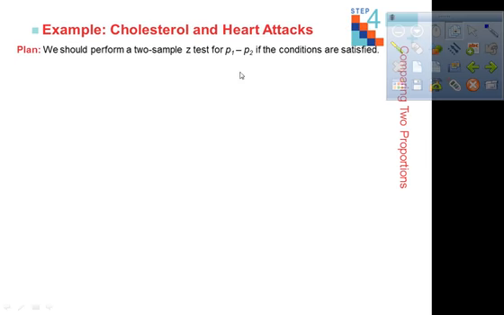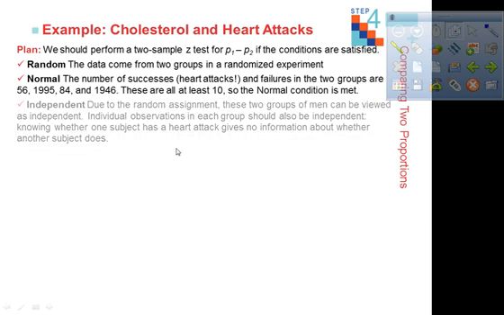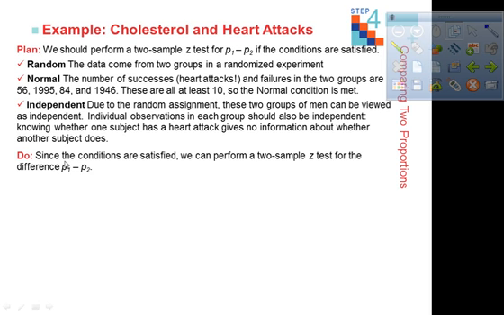So they go through the plan that we're going to do a two-proportion test. Random: the data came from a randomized experiment. The total number of successes, heart attacks, those are what they're counting, and failures in the two groups are these, and they're all at least 10. So they're good. Due to the random assignment, these groups of men can be viewed as independent. Individual observations in each group should be independent. So we don't really have to check the 10% rule because, again, random assignment. I told you guys before that when we do random assignment in an experiment, it automatically kind of meets this condition of being independent.